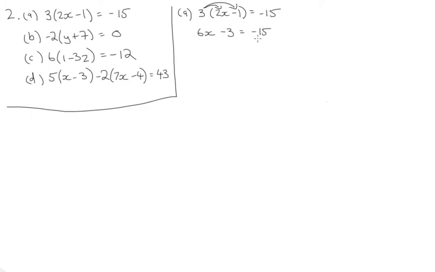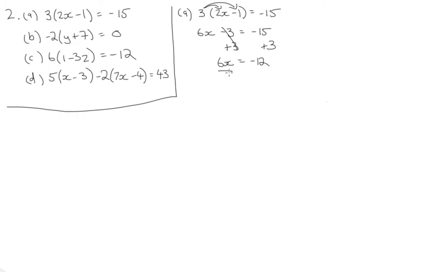We want to get the numbers over to the right hand side. So, oh, sorry, I'm jumping ahead of myself. So we will get rid of this minus 3 by adding a plus 3 to both sides. That cancels. So we're left with 6x is equal to minus 15 plus 3. That would be minus 12.